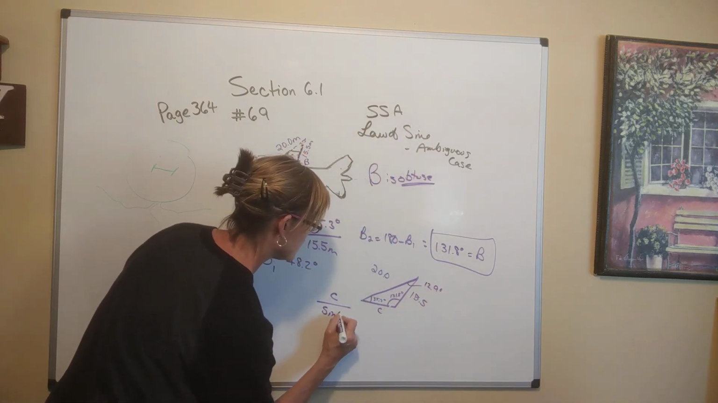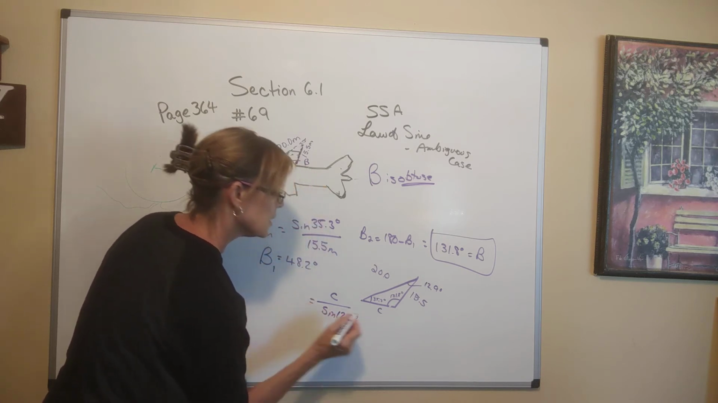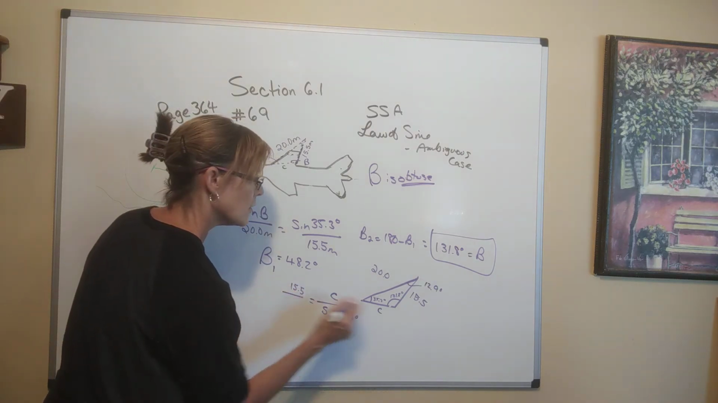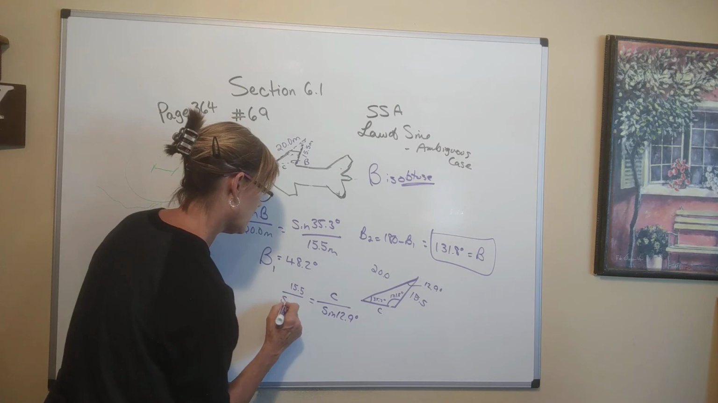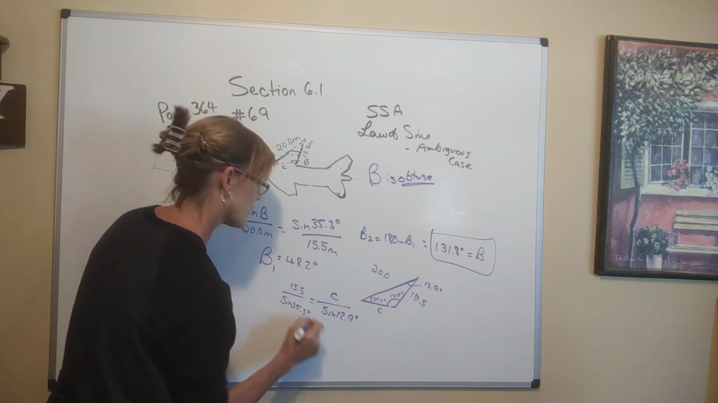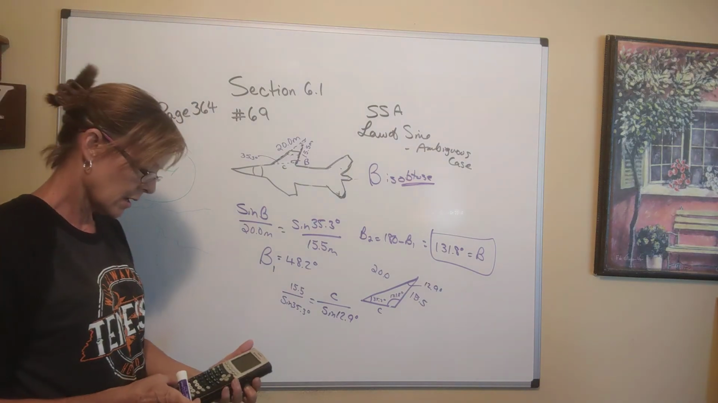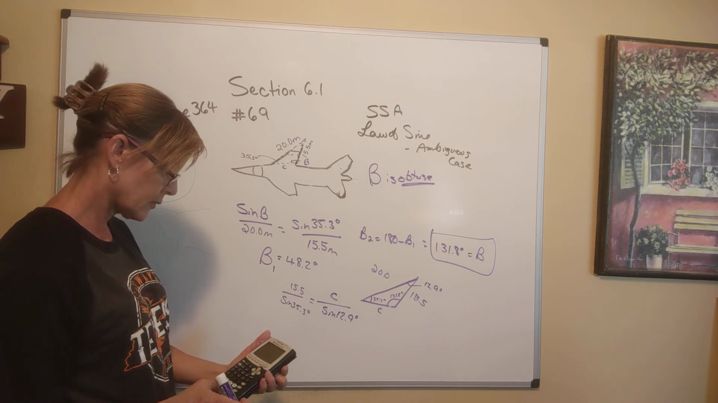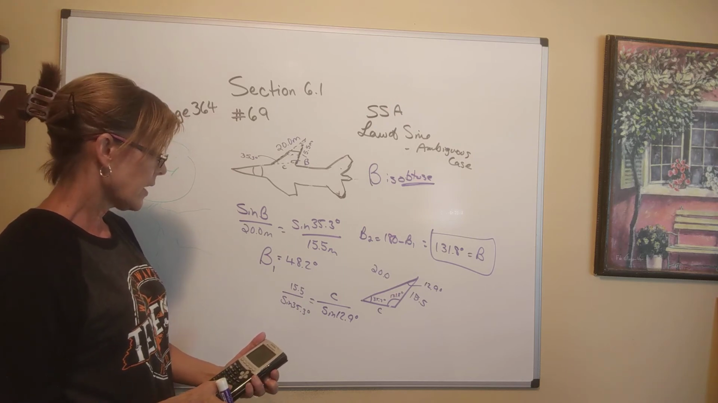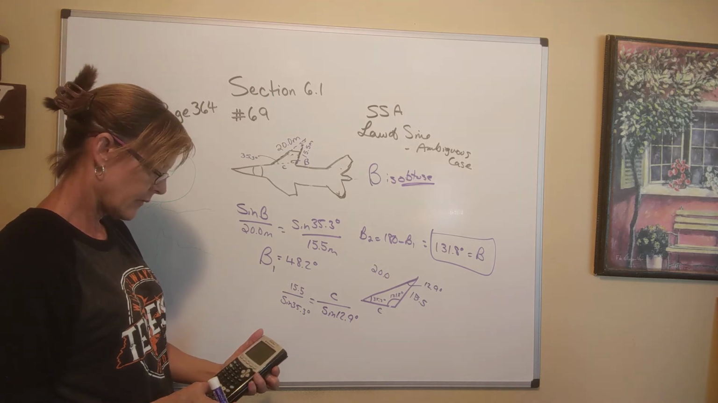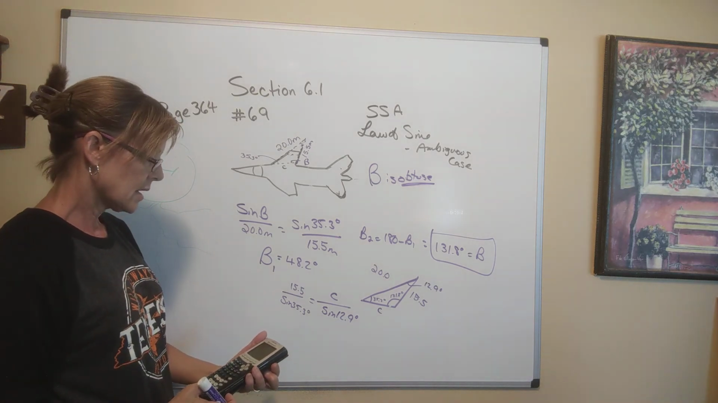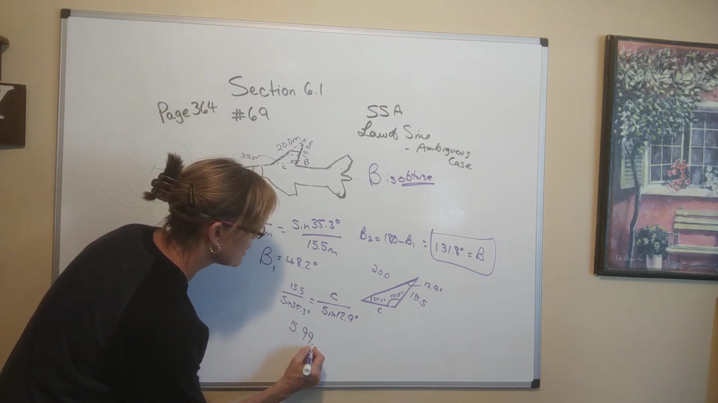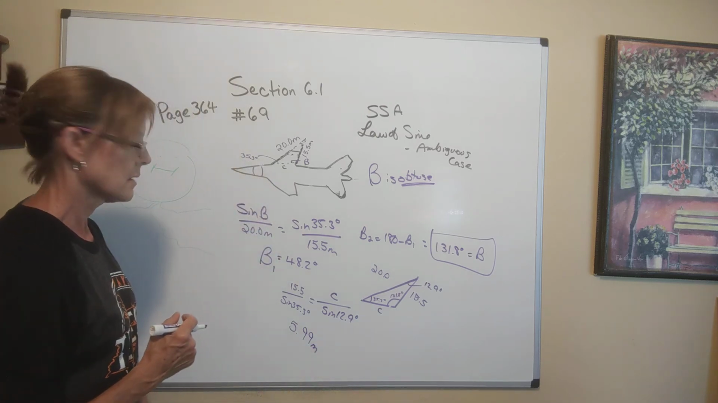So c over the sine of 12.9 is equal to 15.5 over the sine of 35.3 degrees. And we can cross multiply and solve for C. And when we do that, we will have 15.5 times the sine of 12.9 divided by the sine of 35.3 gives us 5.988, or 5.99 meters. Okay, so that's that one.